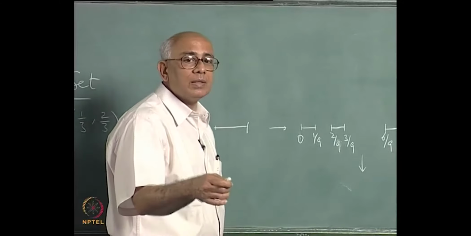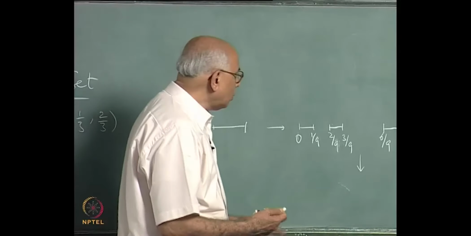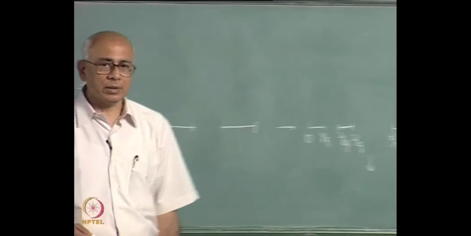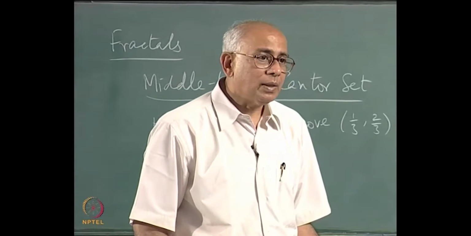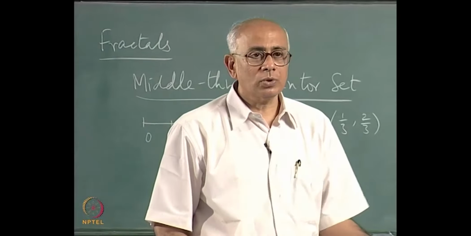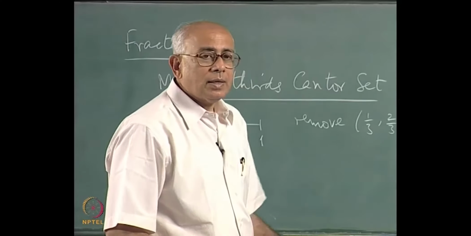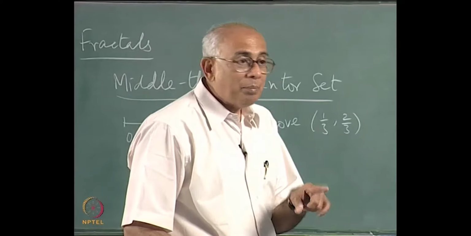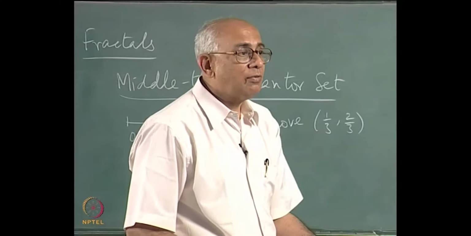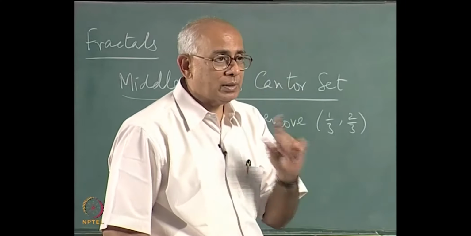I urge you to work this out. I urge you to work out what the length is after n such iterations. It is 2/3 to the power n, and as n goes to infinity, that goes to 0. So it is clear that the topological dimension, the Lebesgue measure of whatever is left, is 0. So it is a set of points.